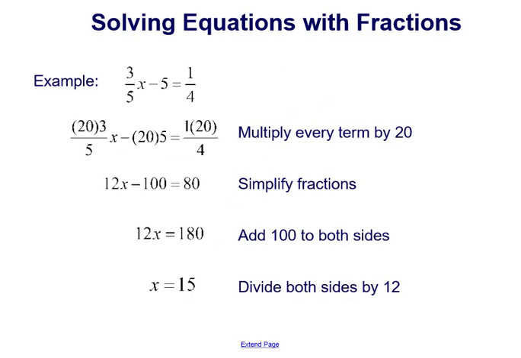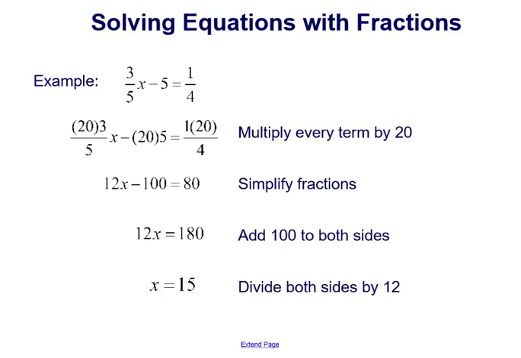Let's look at one more equation. Here we have 3/5 x minus 5 equals 1/4. Again, an equation with fractions. It's a little nerve-wracking. You might not know what to do. It's scary with those fractions. But let's get rid of the fractions by multiplying by the LCD, the least common denominator.